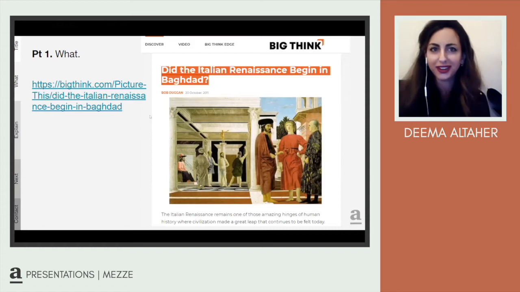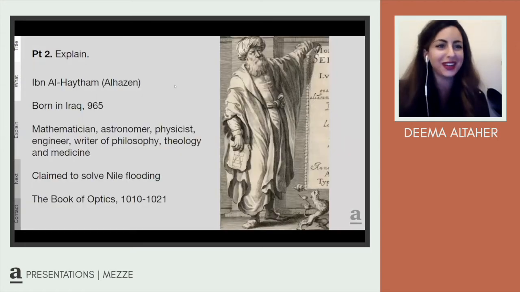So who are we talking about today? We're talking about Ibn al-Haytham. He's also known by the Western Latinized version of his name, Alhazen. He was born in modern-day Basra, Iraq, in the year 965, way before the Renaissance painters even got started. And he was, like you say, a Renaissance man.